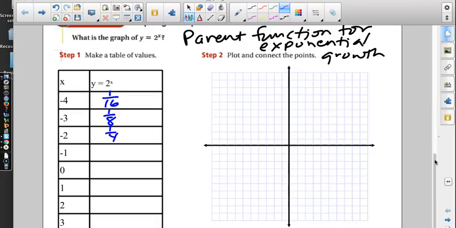2 to the negative 1, flip it, 1/2. Anything to the 0 power is 1. 2 to the first, 2. 2 squared, 4. 2 to the third, 8. That's my basic parent function right there for exponential growth.